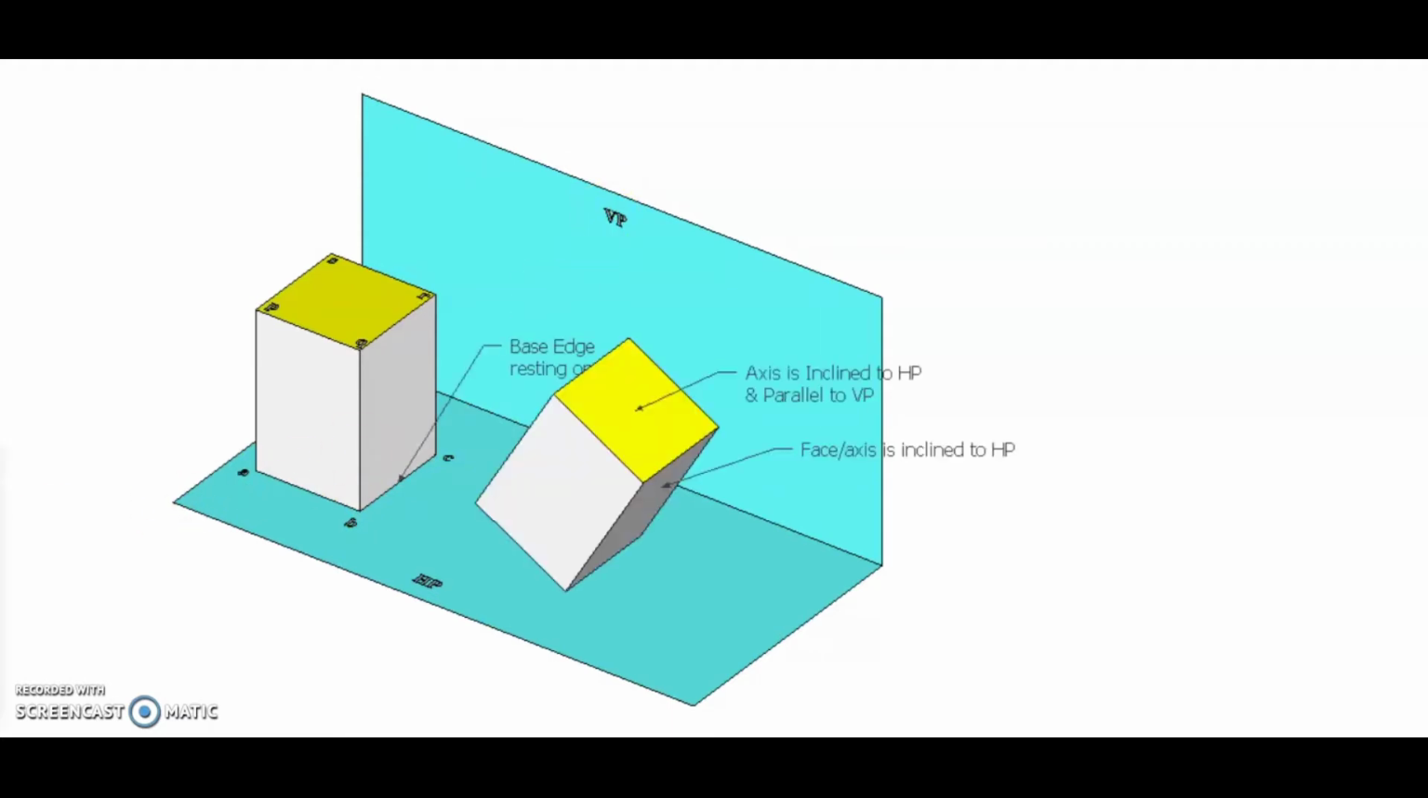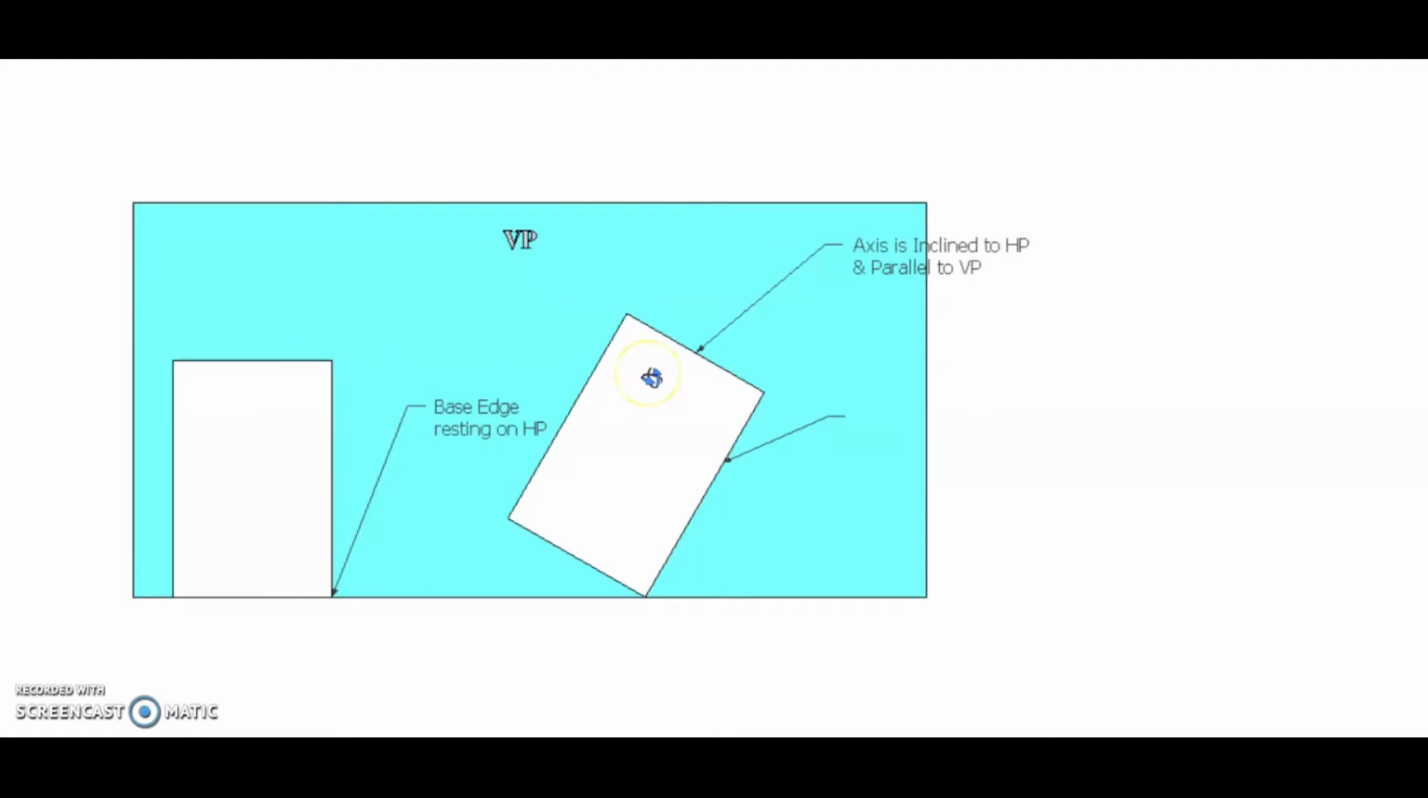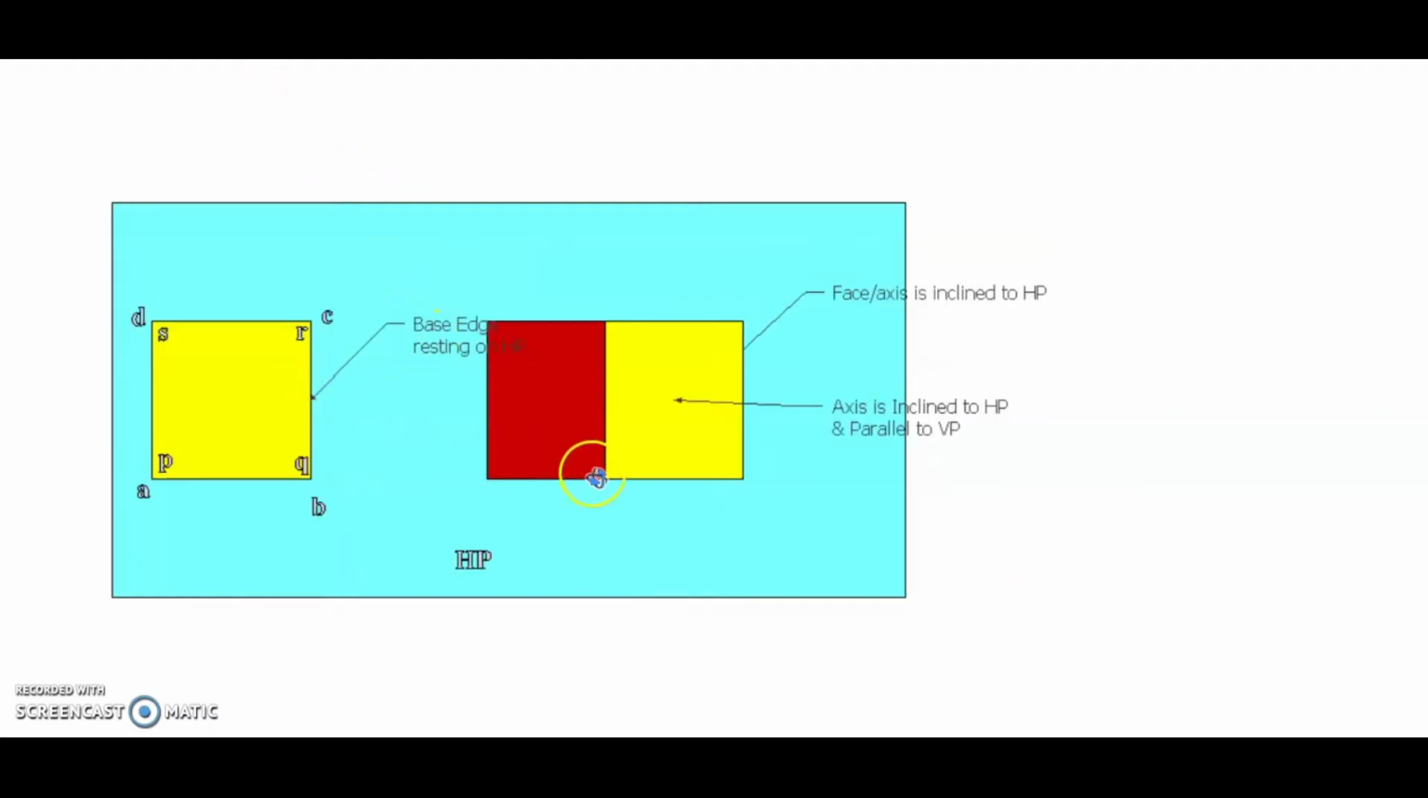Now in inclination condition, the base edge is resting on HP, which should be perpendicular to VP, and the face containing this base is inclined to HP by a given angle. Sometimes instead of this face, the axis should be inclined to HP. So its front view will appear like this one, and its top view will appear like this one.